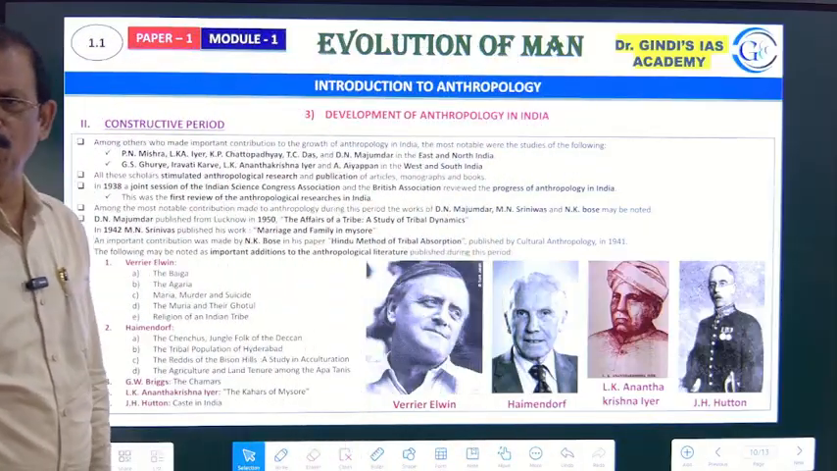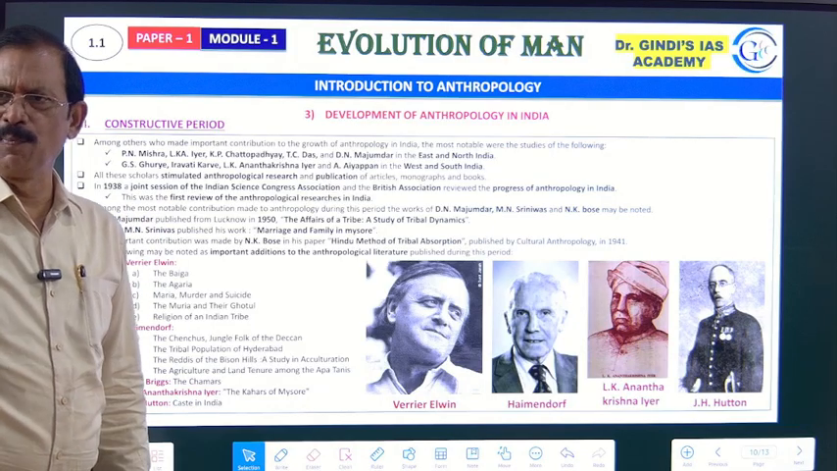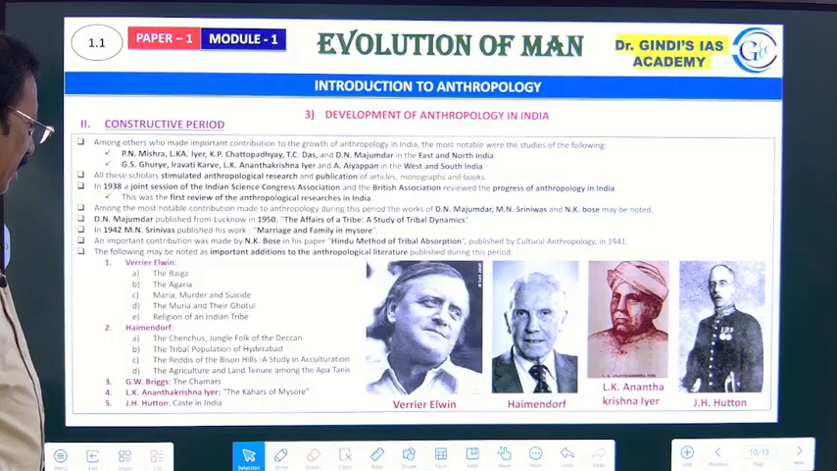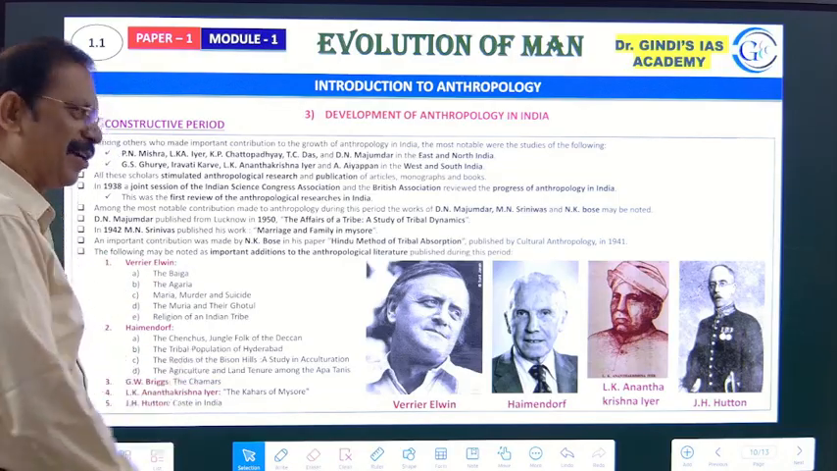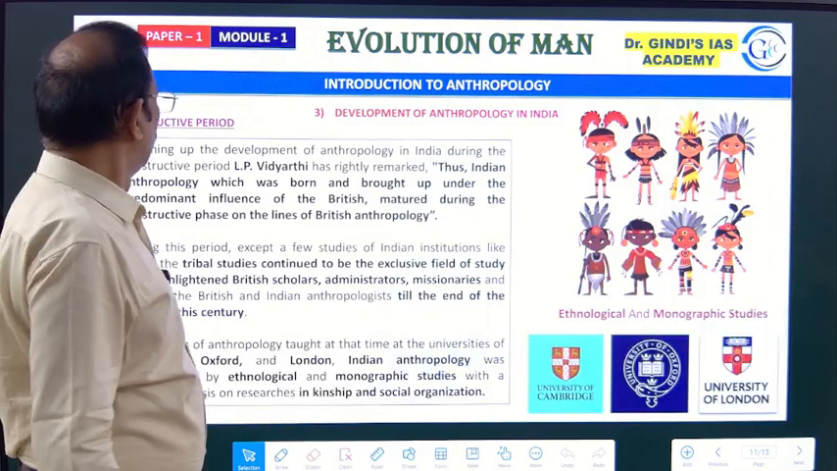All these people were famous Indian anthropologists who contributed a lot during the constructive period to the development of Indian anthropology. Then Briggs, Chamars, he has conducted research. Ananthakrishna Iyer, the Kahars of Mysore, Hutton, Caste in India. Like this, they have published so many books.